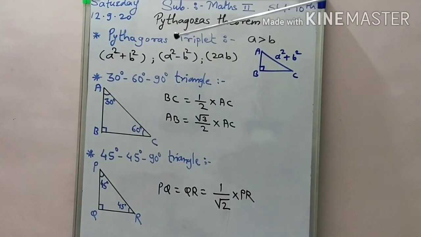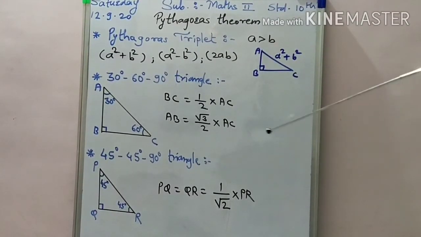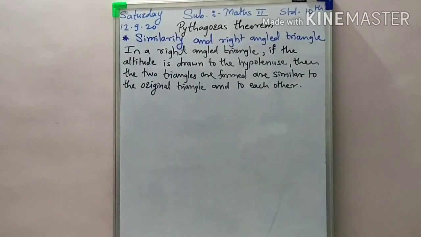Now next we have to study the Pythagoras theorem. But before that, the theorem depends on one property, the similarity of right angle triangles, and using that property we see the proof of this Pythagoras theorem. So first we study that property. Pay attention over here. So here we have that property, the similarity in right angle triangles, on which the Pythagoras theorem depends.